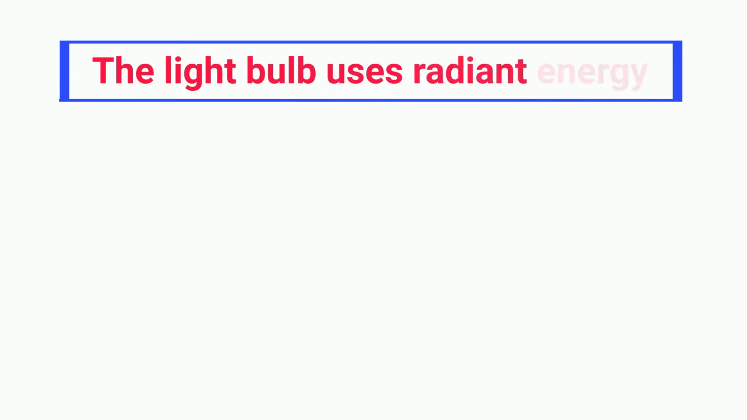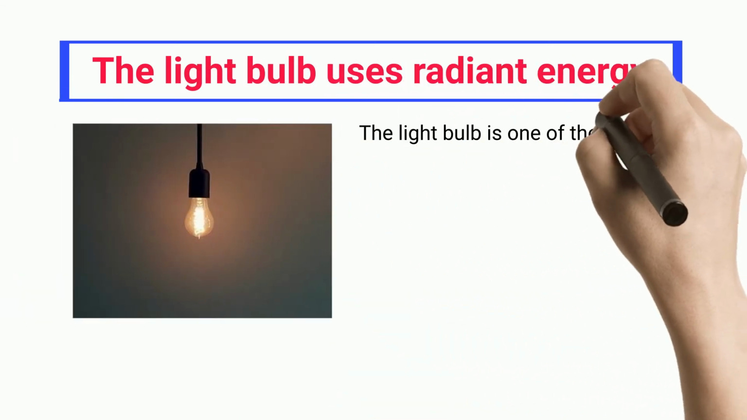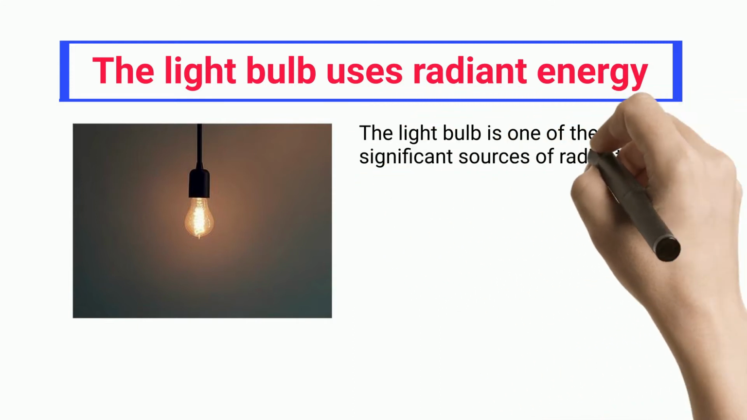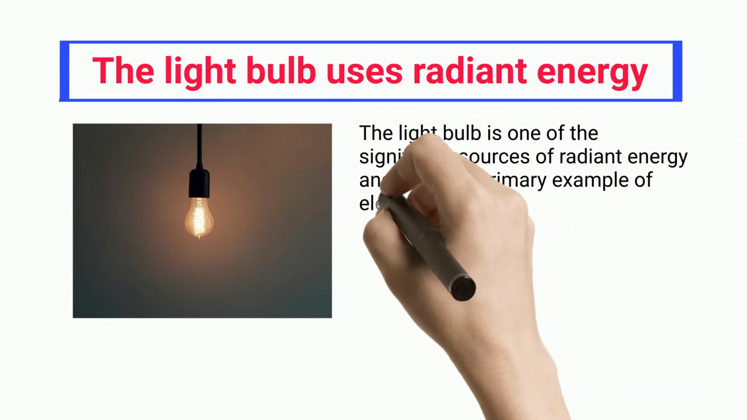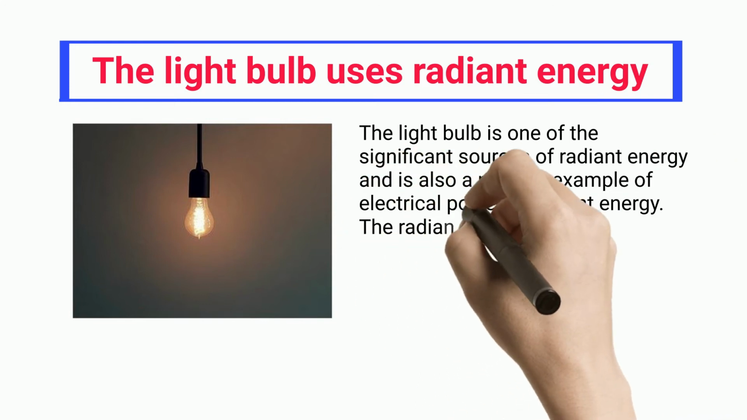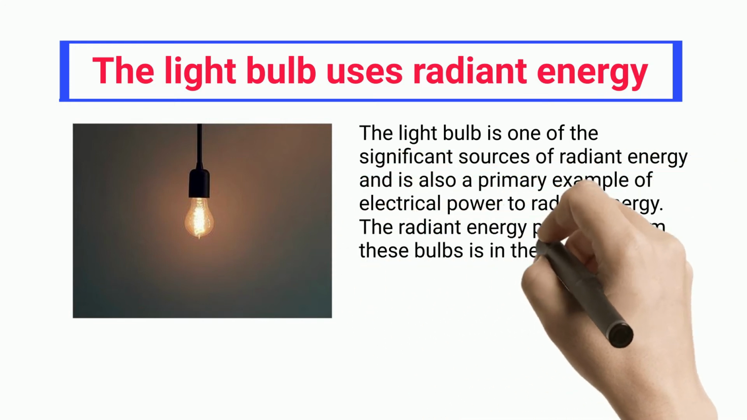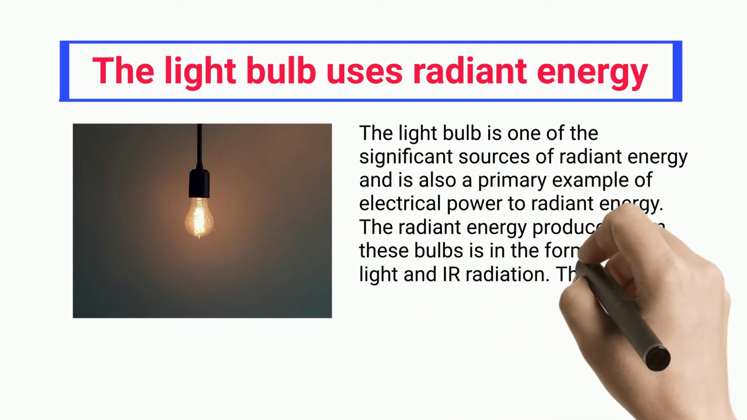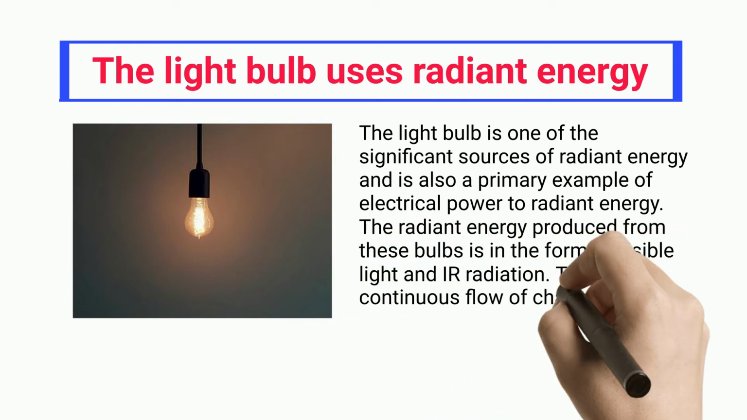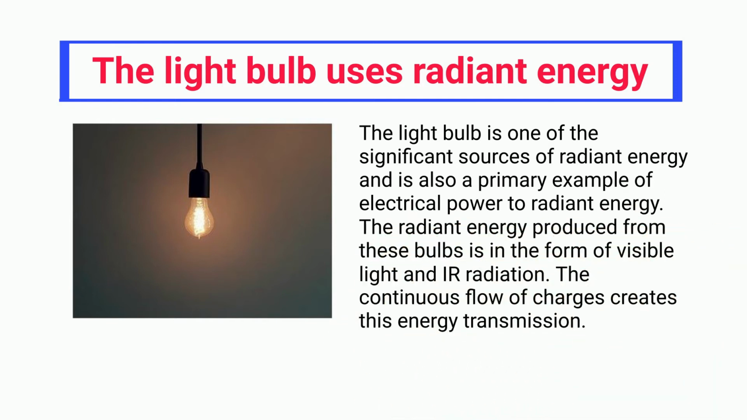The light bulb uses radiant energy. The light bulb is one of the significant sources of radiant energy and is also a primary example of electrical power to radiant energy. The radiant energy produced from these bulbs is in the form of visible light and IR radiation. The continuous flow of charges creates this energy transmission.